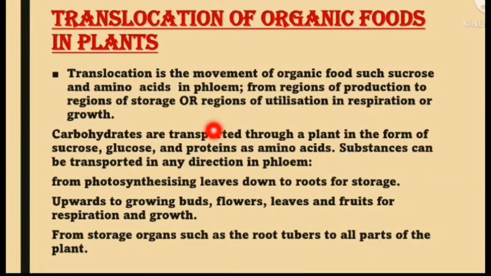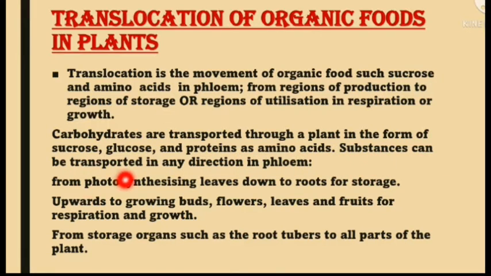Next comes translocation of organic food in plants. Translocation is the movement of organic food such as sucrose and amino acids in phloem from region of production to region of storage or regions of utilization in respiration or growth. Carbohydrates are transported through a plant in the form of sucrose, glucose and proteins as amino acids.